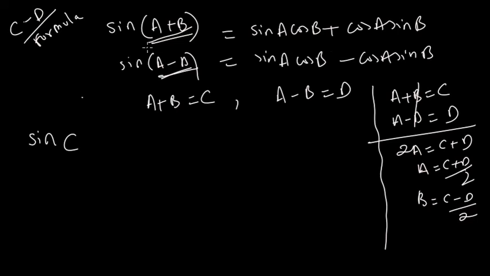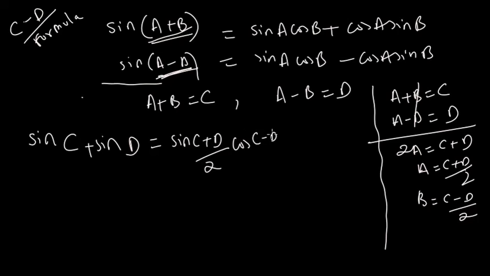So add these two equations, we get what? Sin C plus, and this is what? A - B is D, right? And A is what? (C + D)/2. So this is (C + D)/2, and B is (C - D)/2, right? Sorry, this will be cancelled, okay?